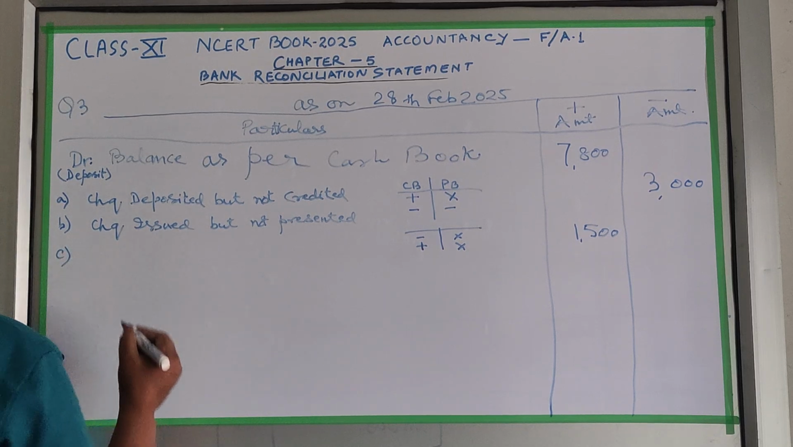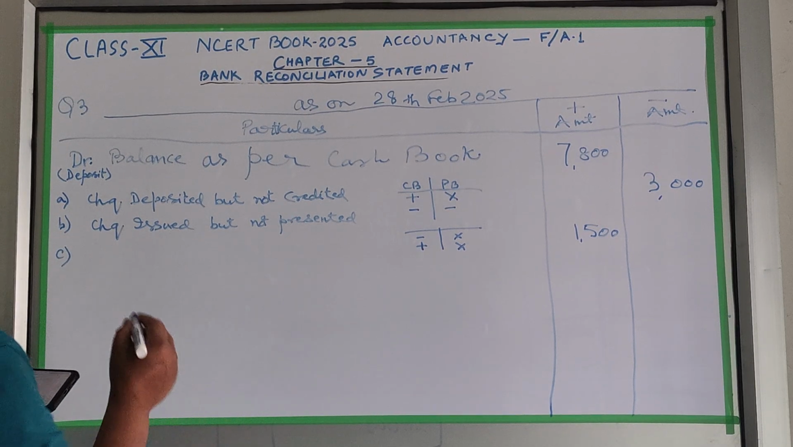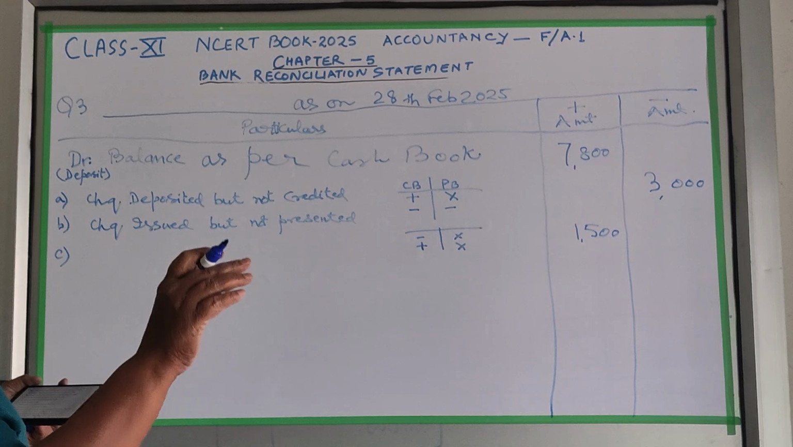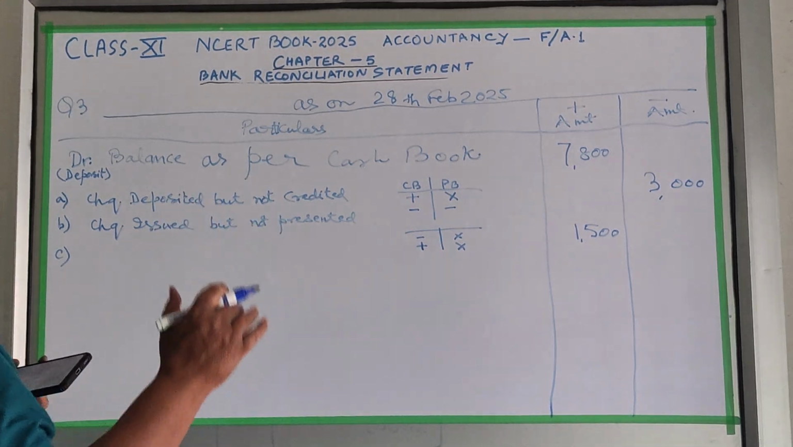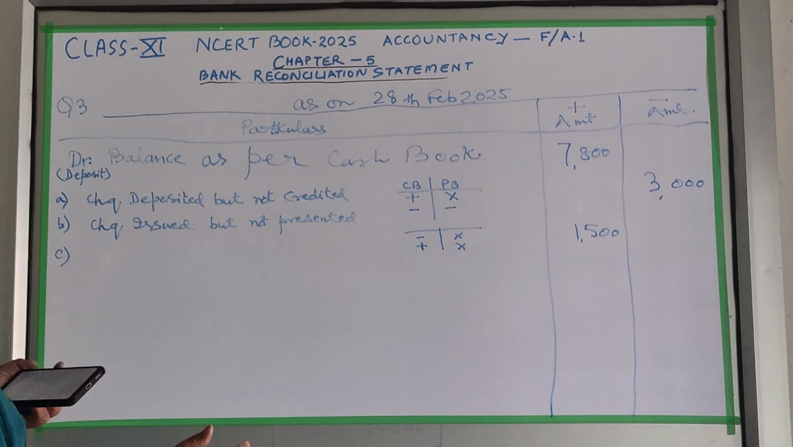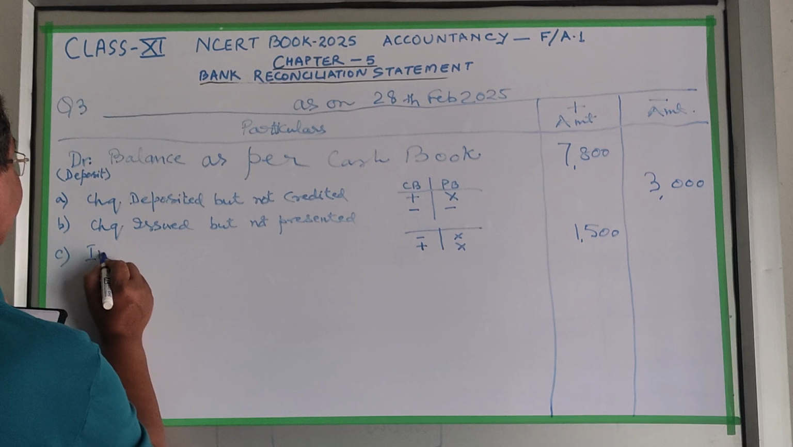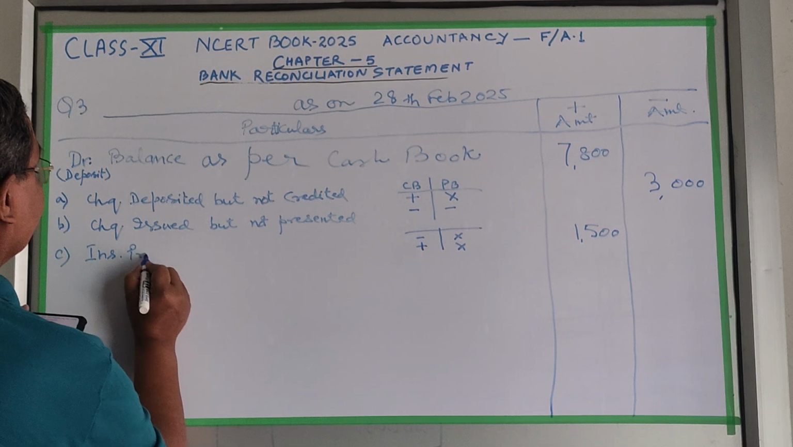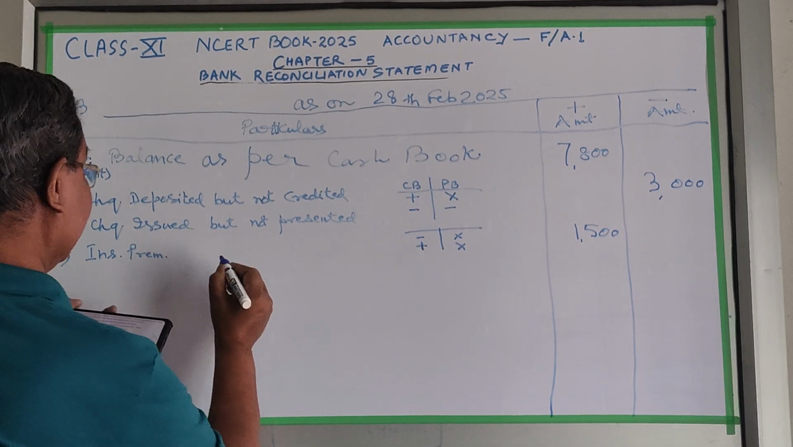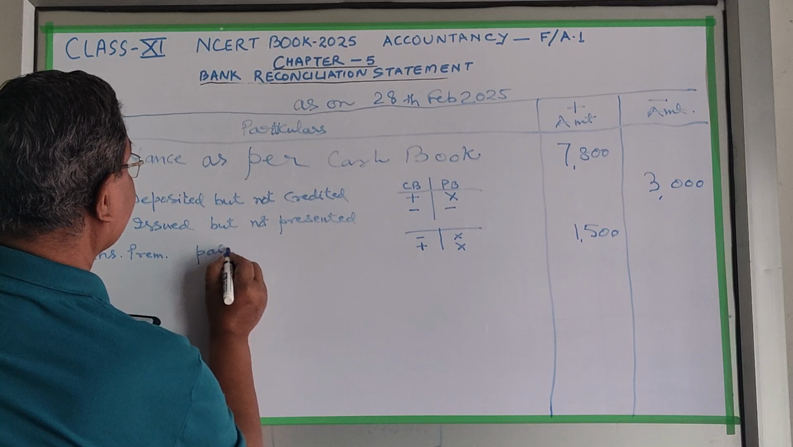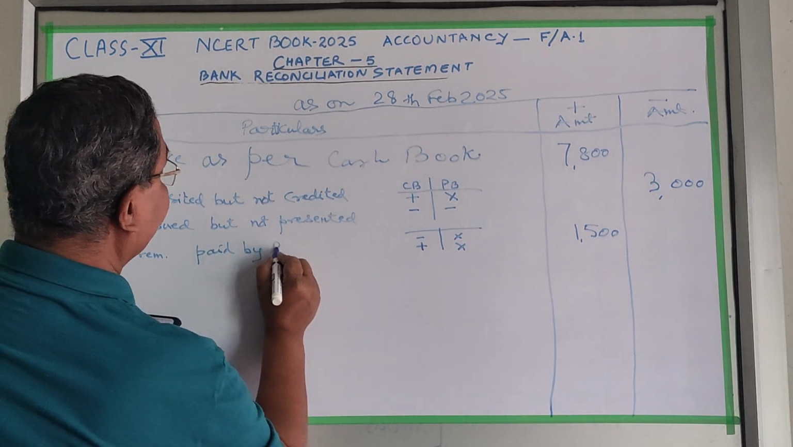Now the next entry is insurance premium paid by bank. So what is the scenario? Bank has paid, means bank has reduced your balance. But the customer is not aware. So what happens? The customer does not make any entry in the cash book. So insurance premium paid by bank.